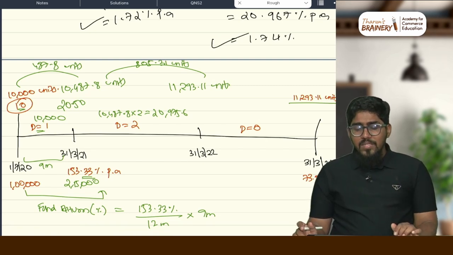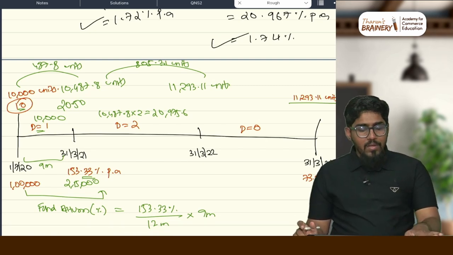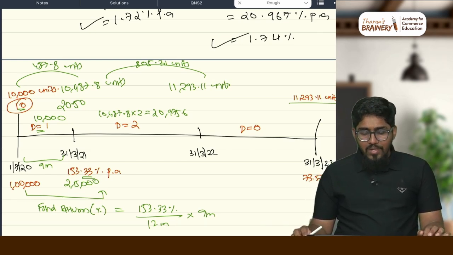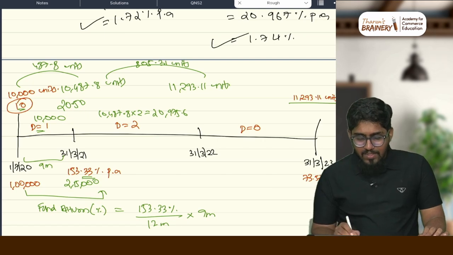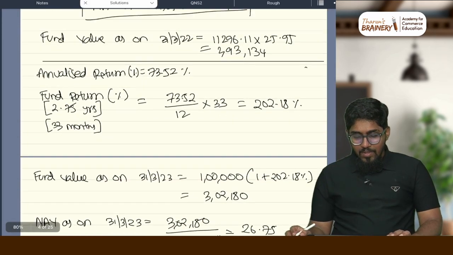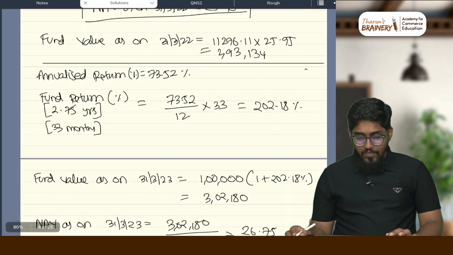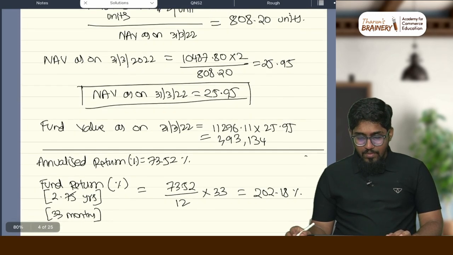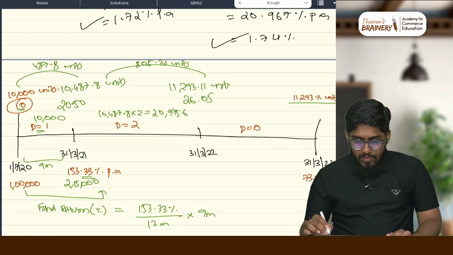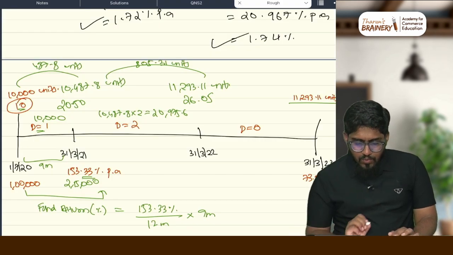And my dividend units is how much? 805.31. So if you just do divided by 805.31, you will get the NAV, which is nothing but 26.05. Okay, so your NAV is 26.05. This is what you will get here. Wait, divided by 808.20, right? Divided by 808.20.